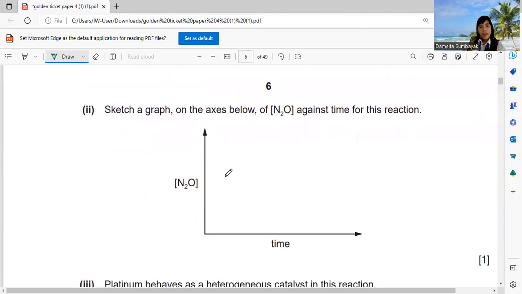Sketch a graph on the axes below, concentration of N2O as the y-axis and time as the x-axis. Again, because this is a second order reaction, then there will be a constant line here.